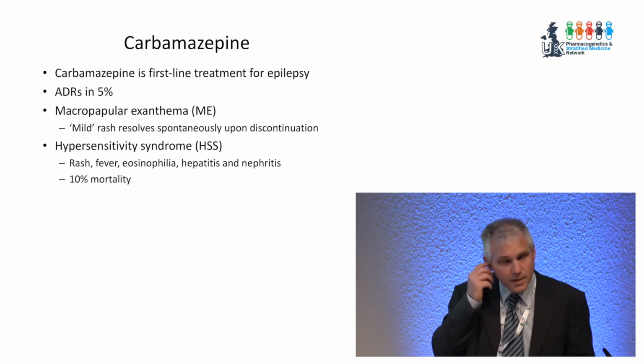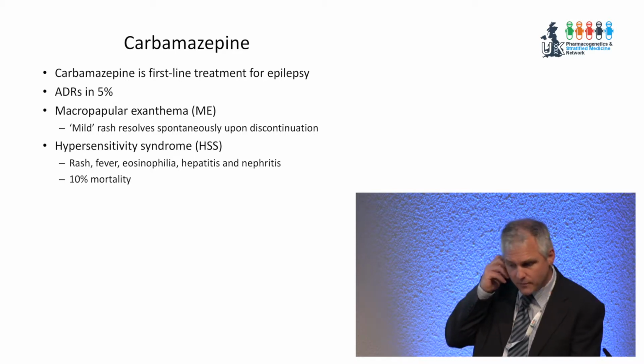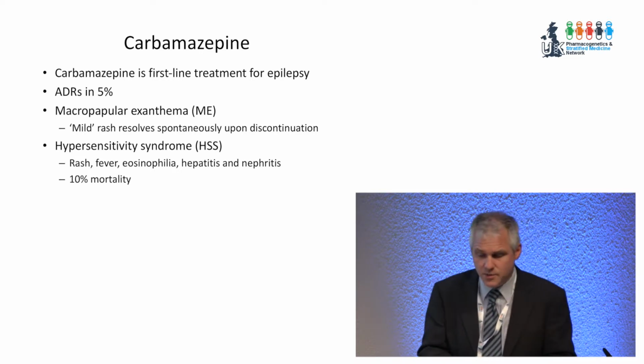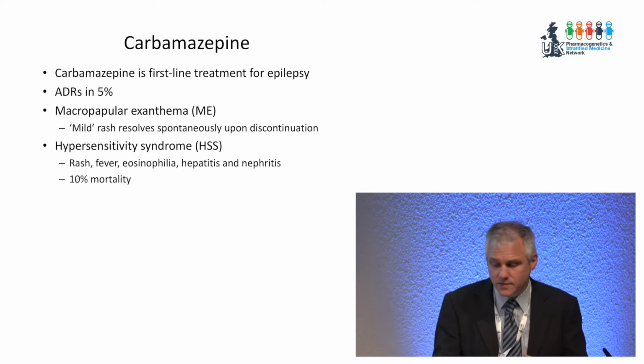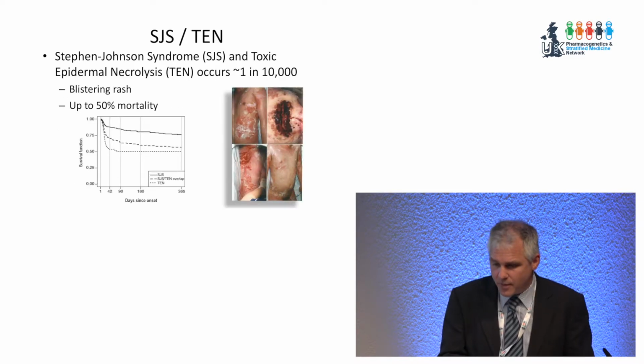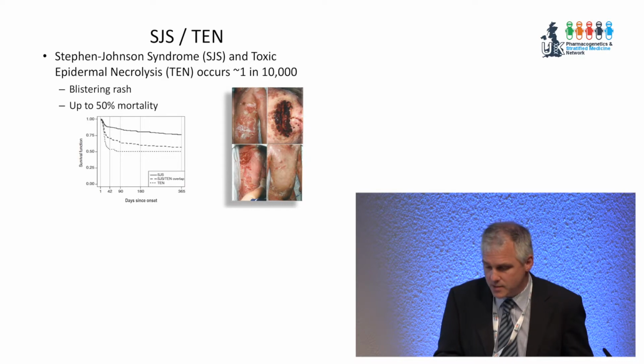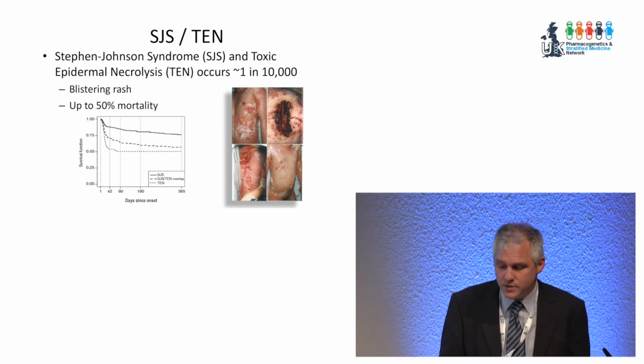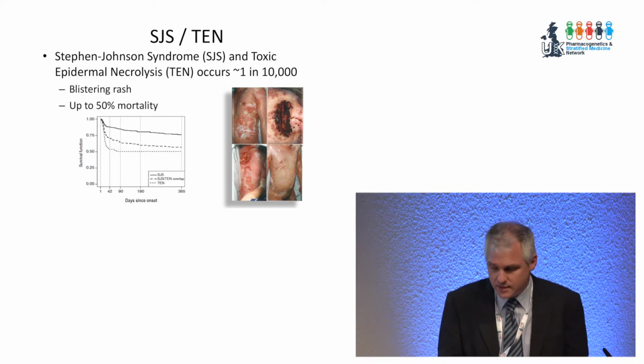So an example relates to carbamazepine, which is an often used treatment for epilepsy, but it is associated with adverse drug reactions in about 5% of patients. And these range in severity from maculopapular exanthema, which is just a mild rash, which tends to resolve spontaneously upon treatment discontinuation, through to carbamazepine hypersensitivity syndrome, which is more serious and has associated mortality. But then at the extreme end, and this is a slide also that Munir presented earlier, is Stevens-Johnson syndrome and TEN, which is far rarer, 1 in 10,000, but it is associated with very high mortality.